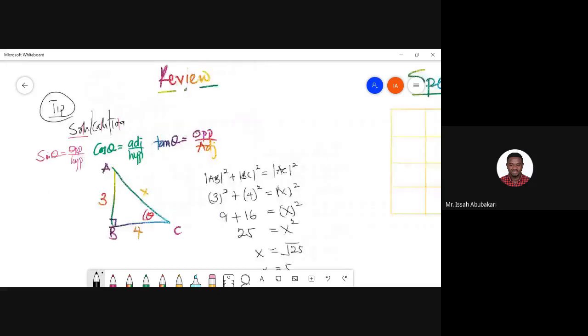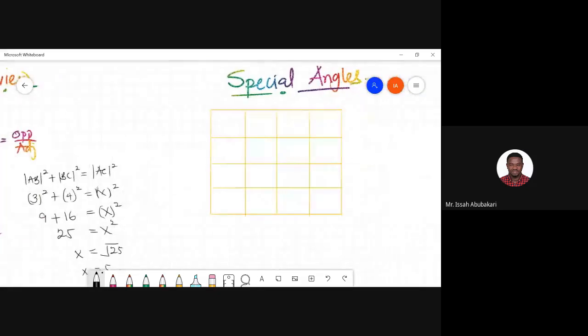But before we move on to that, let's learn about the special angles. We are going to learn about 30 degrees, 45 degrees, and 60 degrees. When we have sine 30 degrees, cos 30 and tan 30, what are the values? Assuming theta assumes any of these degrees, what does it represent? Since you are not going to use a calculator, you should know this offhand.